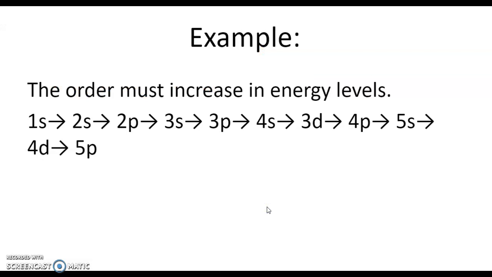The order electrons follow in order to increase in energy levels is: you start at 1s, then you go to 2s, then 2p, 3s, 3p, 4s, and remember after 4s we take a step back. We're now entering the D block. We start at period 3, which is a little bit lower in energy than the other blocks. So 4s, 3d, 4p, 5s, 4d, and 5p.